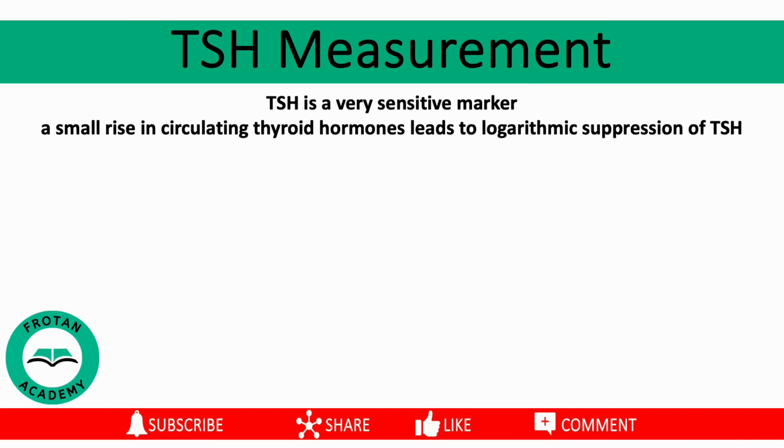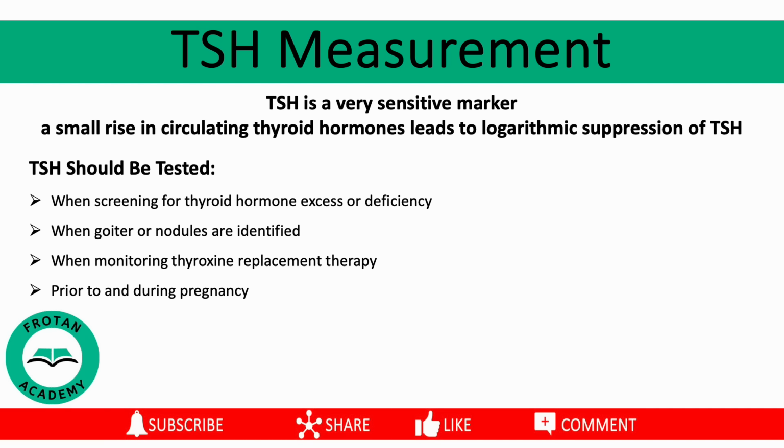TSH is a very sensitive marker of thyroid dysfunction, as it's tightly controlled by a negative feedback loop from the circulating thyroid hormones. As a result, a small rise in circulating thyroid hormones leads to a logarithmic suppression of TSH secretion. Measurement of TSH is therefore the first line of investigation to evaluate thyroid function.